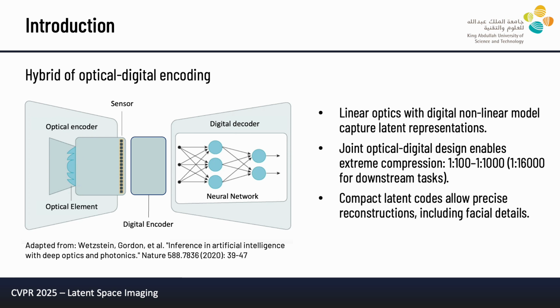By jointly designing the optical and digital components to align with the latent space, we significantly reduce the amount of sensor data required for domain-specific imaging, with compression ratios ranging from 100 to 1000 times, and capable of achieving 16,000 times for downstream tasks like face segmentation and landmark detection. Now, let's dive into the details of the latent space imaging pipeline.